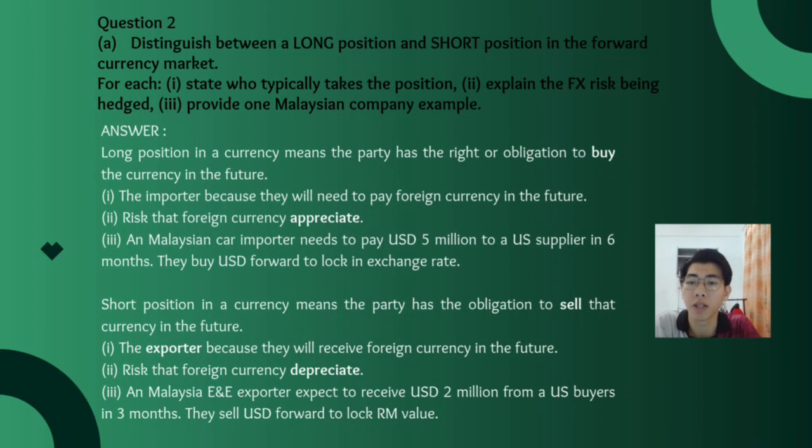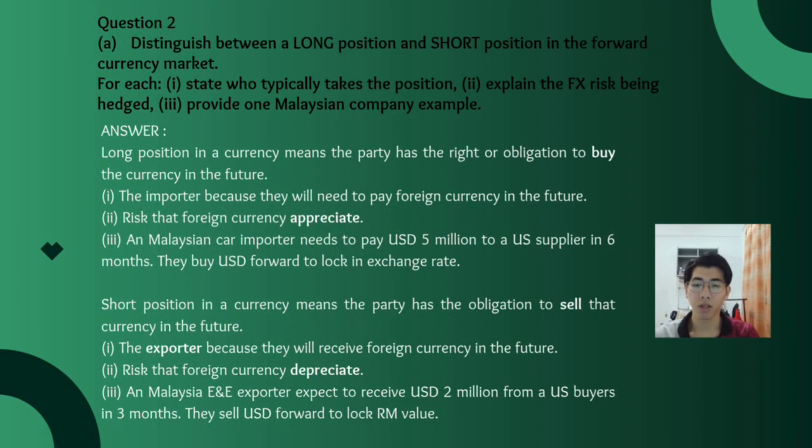So the answer, a long position in a currency means the party has the right or obligation to buy the currency in the future. Importers take it because they will need to pay foreign currency in the future. The risk is that the foreign currency appreciates. For example, a Malaysian car importer needs to pay USD 5 million to a US supplier in 6 months. They buy USD forward to lock in the exchange rate.